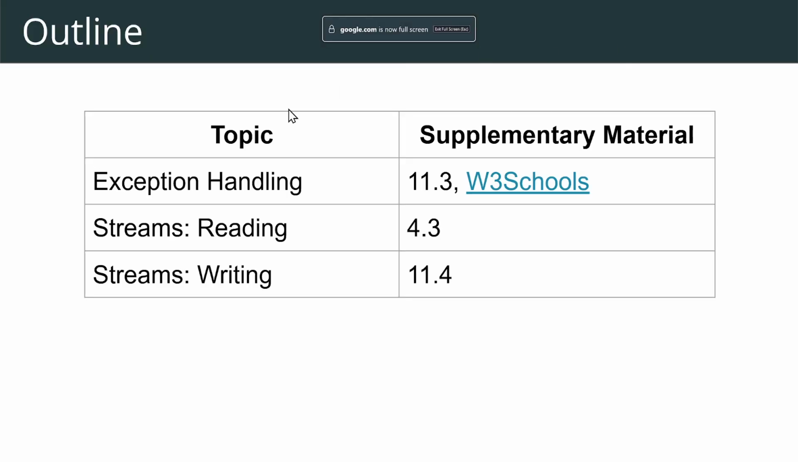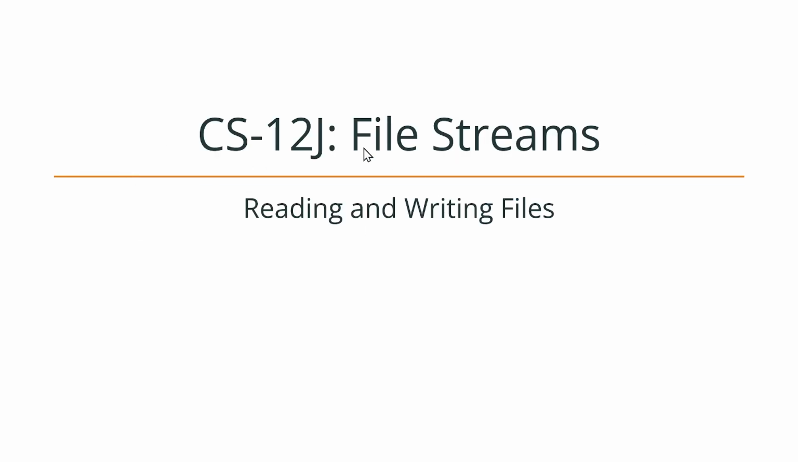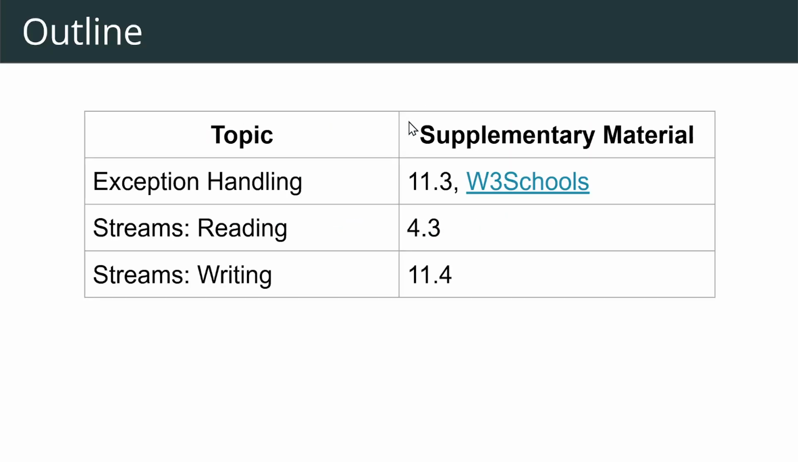We're going to first talk about something called exception handling. This is kind of a prerequisite for setting up something called file streams. When we set up file streams, there are some possible exceptions that might happen. Exceptions are like errors that happen in the middle of the code. So it's kind of a prerequisite to talk about exception handling first.